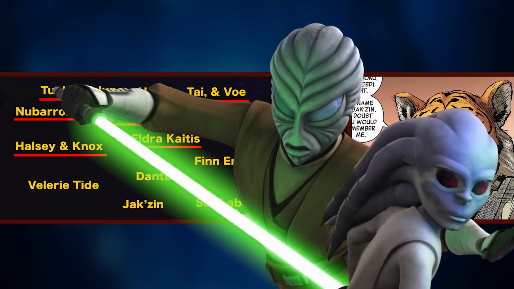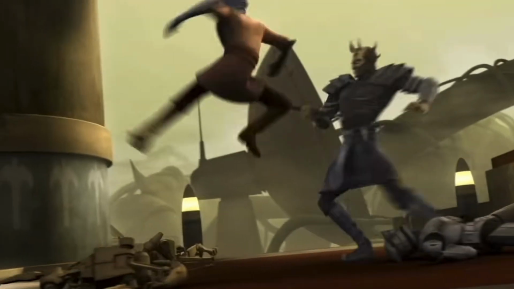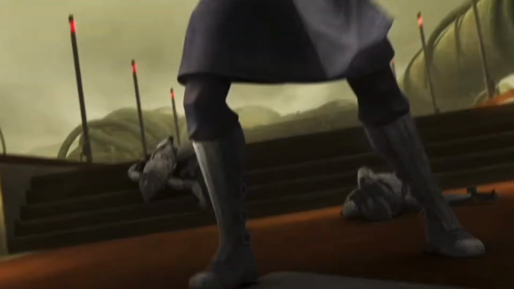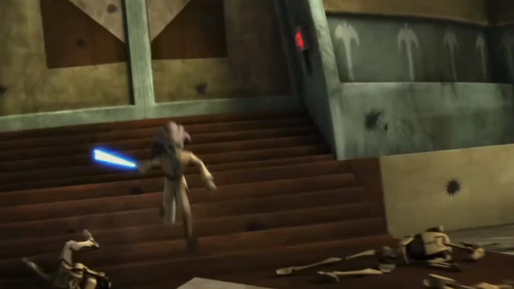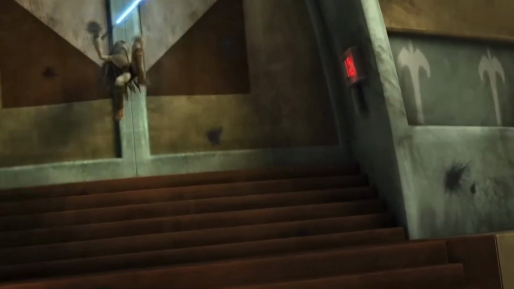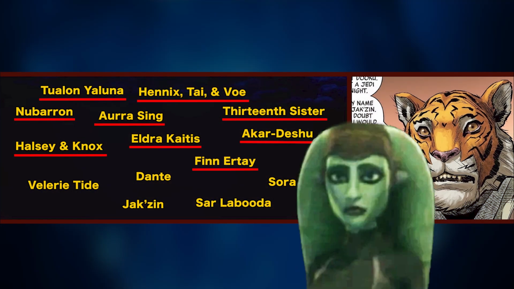Next is Halsey and Nox. They were a Runan and an Ortolan Jedi Master and Padawan. In the Clone Wars, they fought to defend the Temple of Edith on Deveron, but were killed when Savage arrived. They first appeared in episodes of the Clone Wars. After this is Finn Urte.